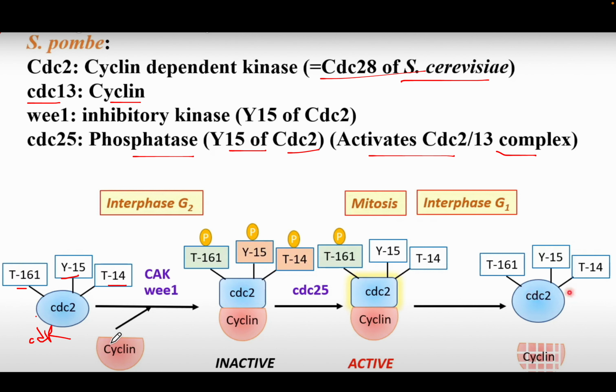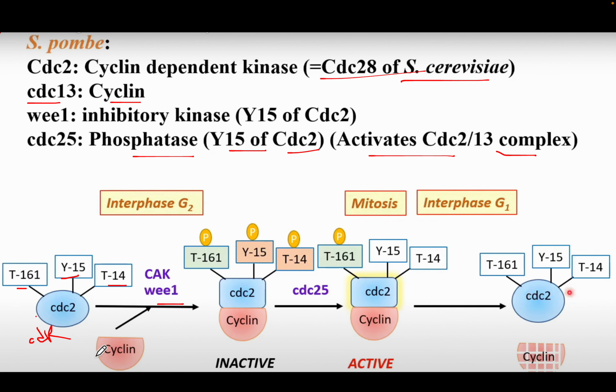When cyclin also comes and gets attached, CAK means cyclin activating kinase. Wee1 is an inhibitory kinase, so it phosphorylates tyrosine 15 and makes the complex inactive. But when CDC25 dephosphorylates these tyrosines, it again becomes active and then the complex becomes active.